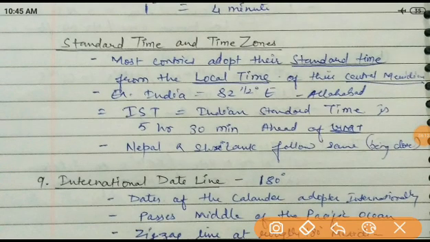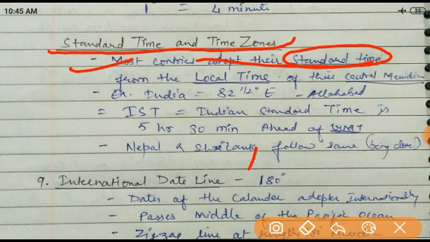So that's why it is local time, also called standard time, a particular country's time. Standard time, or we can say time zones. Most countries adopt their own standard time. Every country has its own local time, or standard time, by which its clocks work, based on its central meridian.